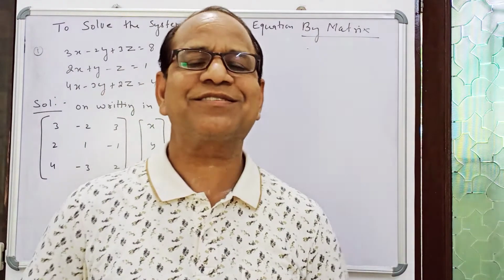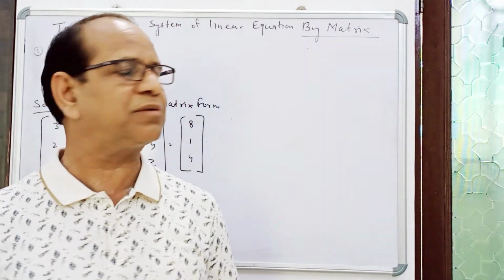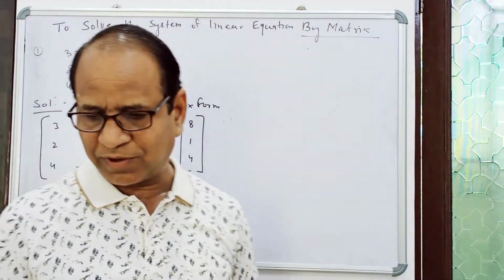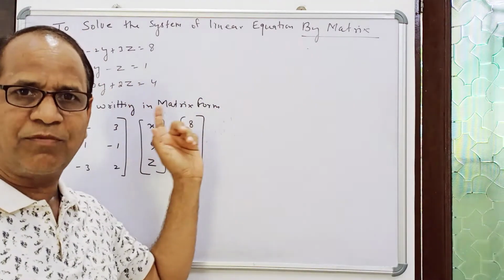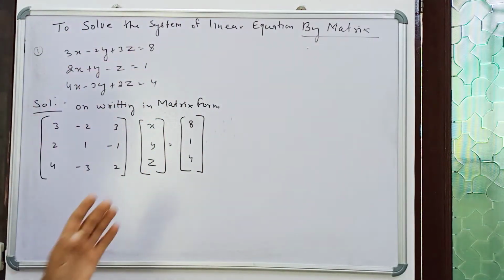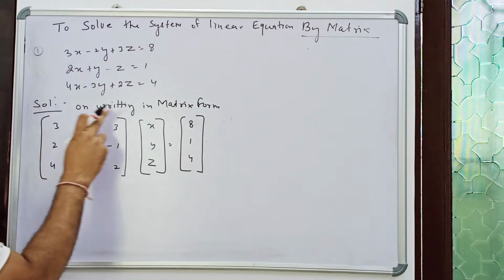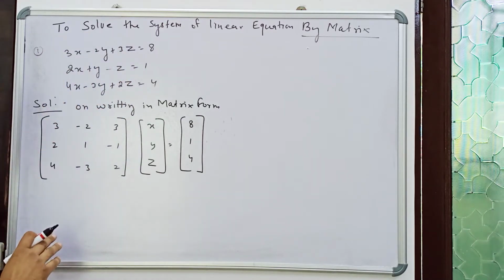Good morning students. Today we are starting to solve the system of linear equations by the matrix method. Earlier we have done a problem where there were two variables x and y, and today I am taking the problem where there are three variables, that is x, y and z. So now the first step in the method is writing in the matrix form. This linear equation form we are writing in the matrix form.